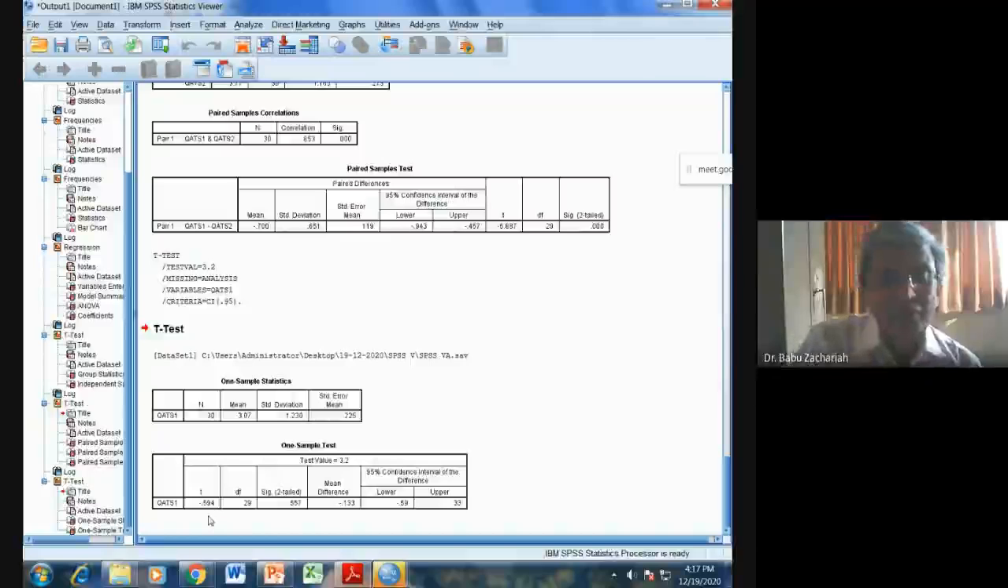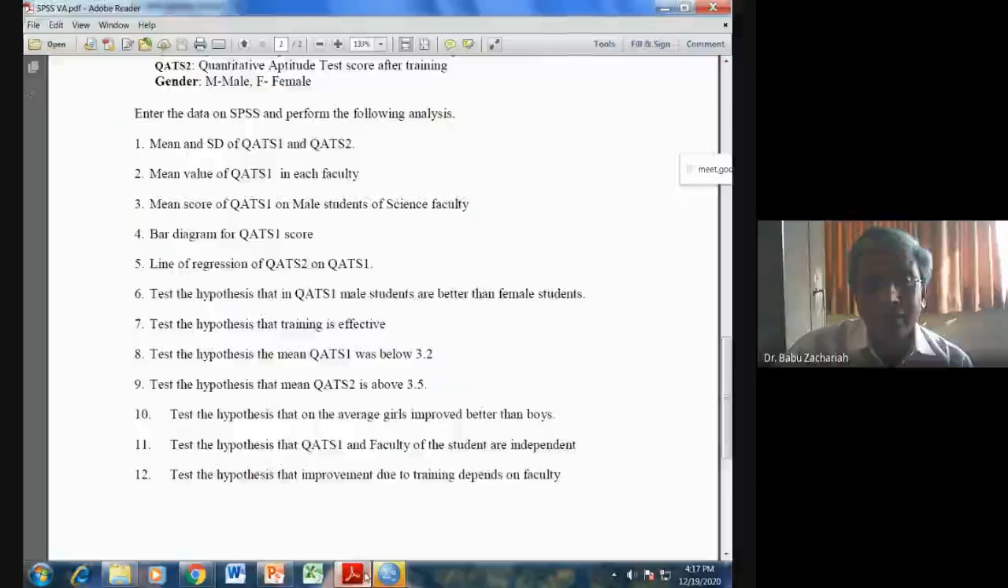Click OK. Again, t-value, which is minus 0.59, is a very small value. And we need one tail significance. So this two tail significance 0.55 should be divided by 2. So you will get a value something like 0.275, much greater than 0.05, that falls in the acceptance region. Null hypothesis accepted, means the mean quartz 1 is nearly 3.2. And similarly, we can test the next one.